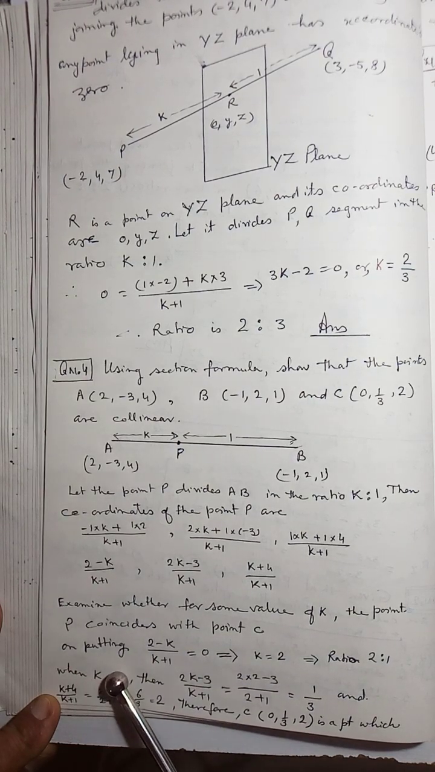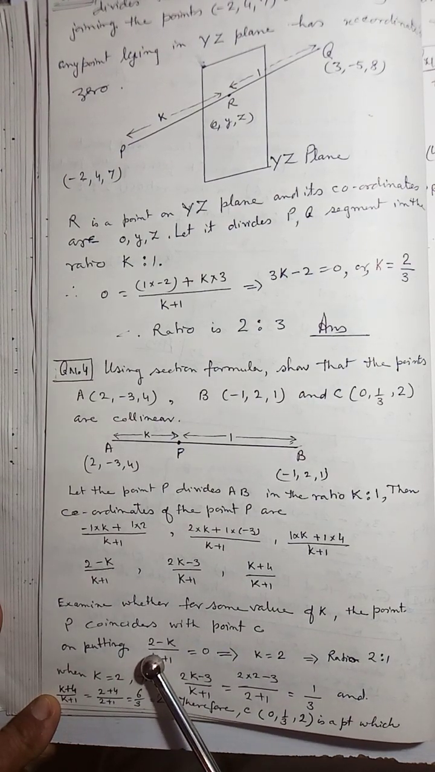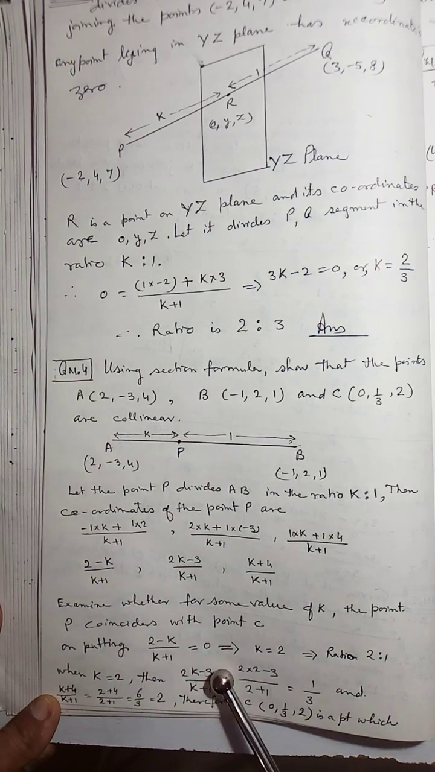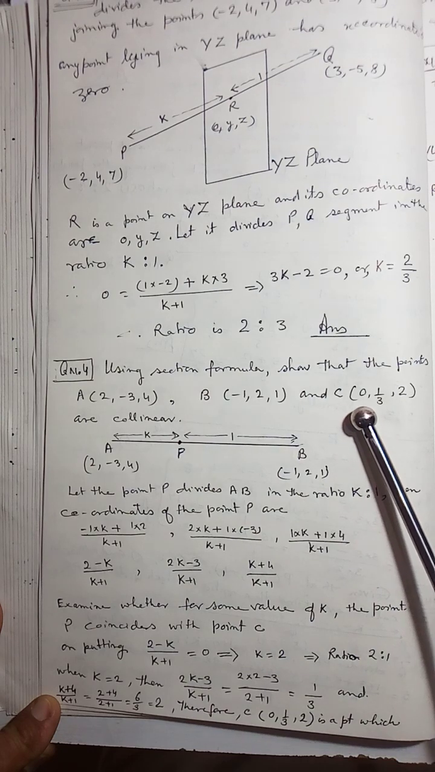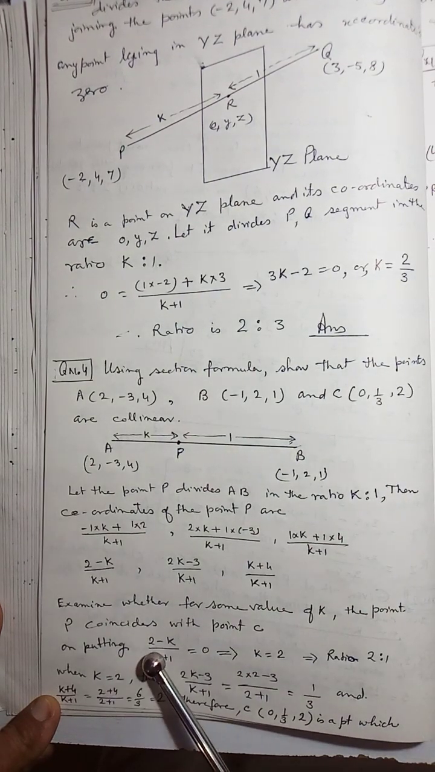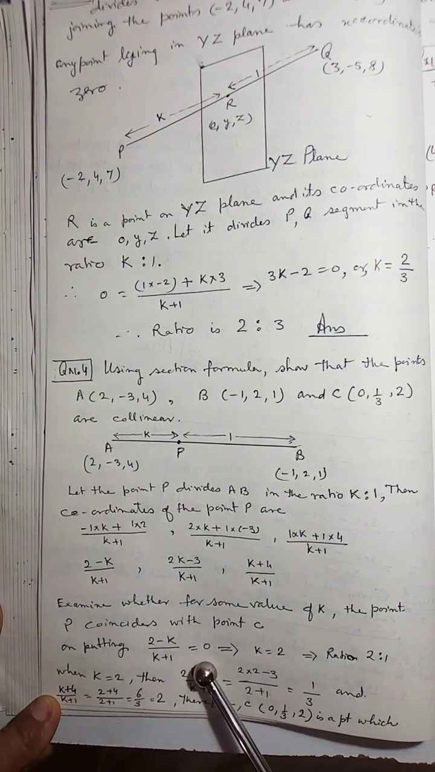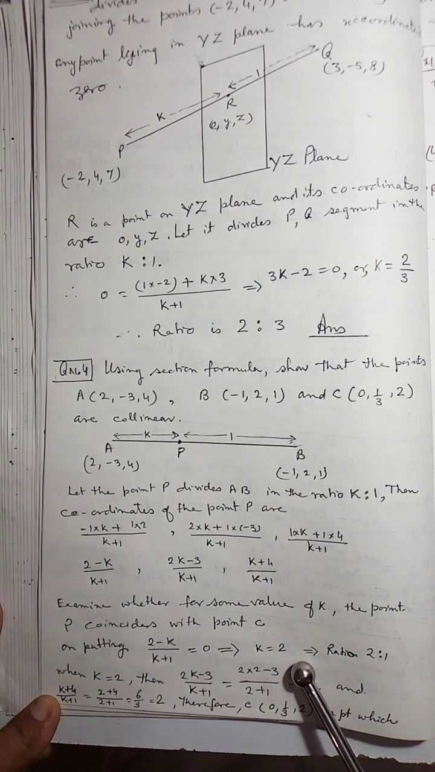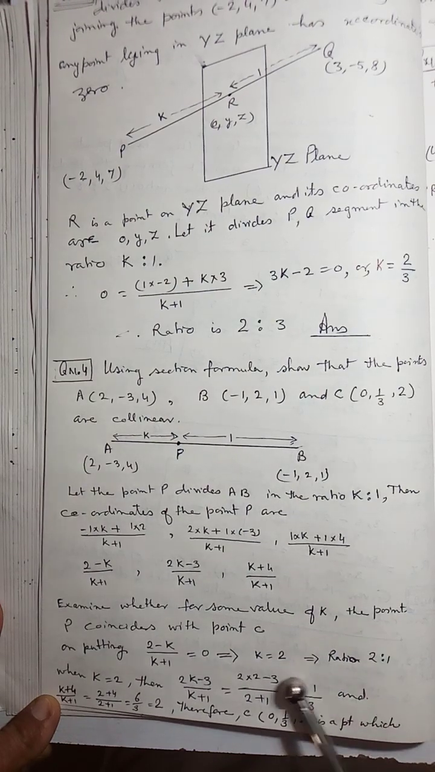Now on putting the value, 2 minus k upon k plus 1 equal to 0. Why 0? Because the x coordinate of C is 0. Here we will get the value of k equal to 2. So the ratio will be 2:1.